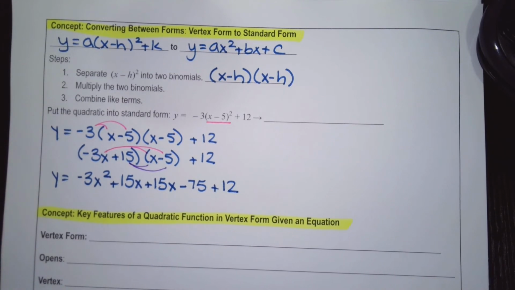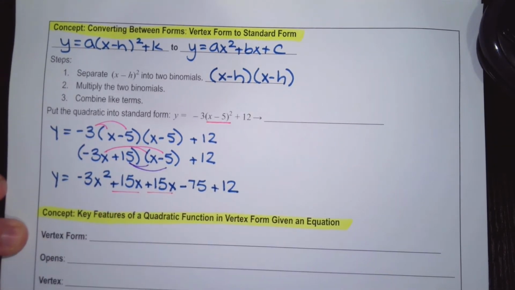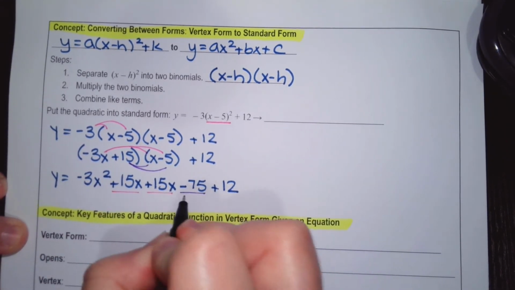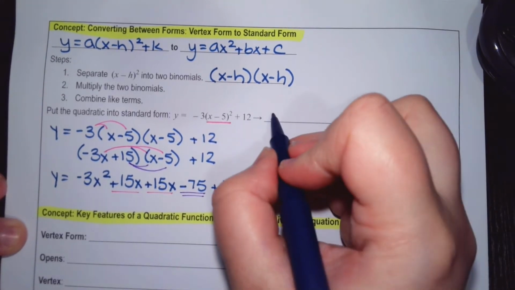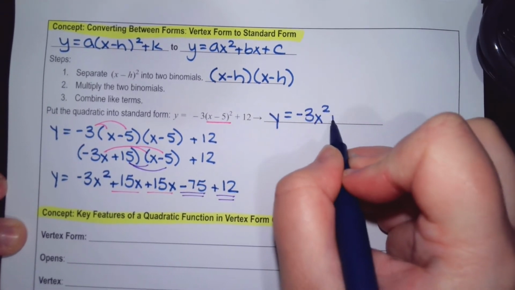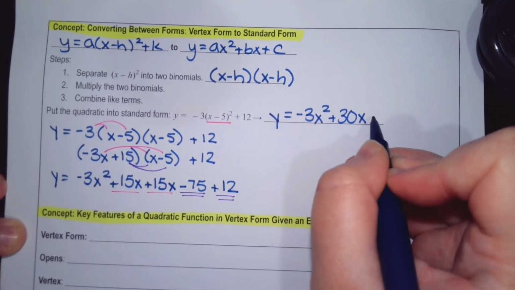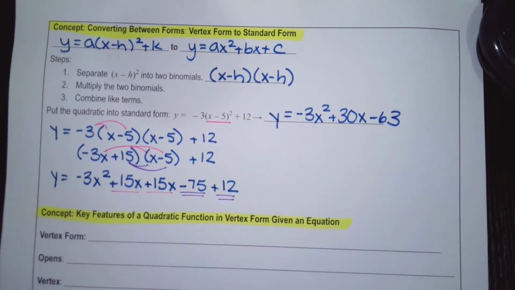So now our final step is combine like terms. So 15x and 15x are like terms. And then minus 75 and 12 are like terms. So we have y is equal to negative 3x squared plus 30x minus 63. And that's how we convert from vertex form to standard form.